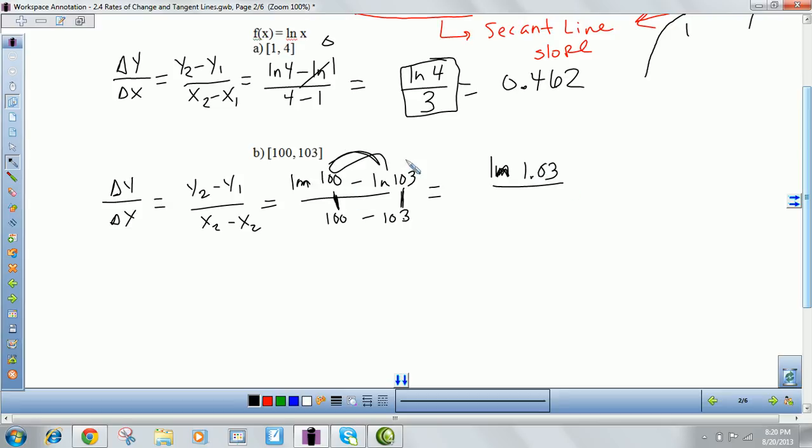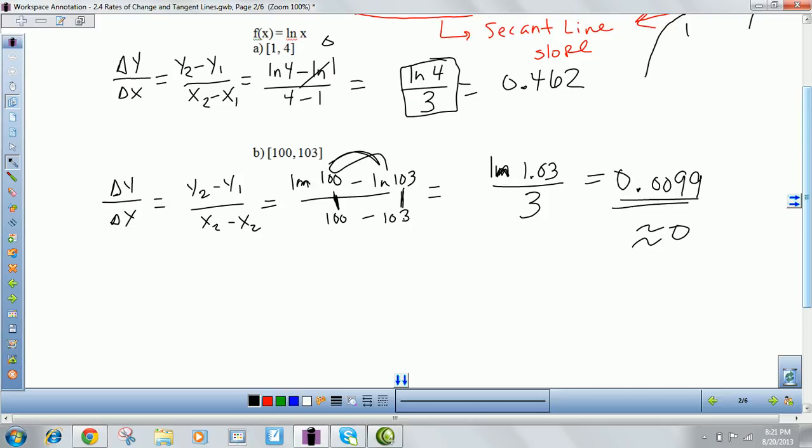Okay, that's what this ends up being, because you'd have 100 minus 103, so that's 103 divided by 100, or 100 divided by 103, whatever you want to think about it, but then it's going to be all over, if we change them both to positive, it's going to be all over 3, and that will give you 0.0099. Now this is extremely close to 0, which we saw in the graph. That's exactly what it should be.